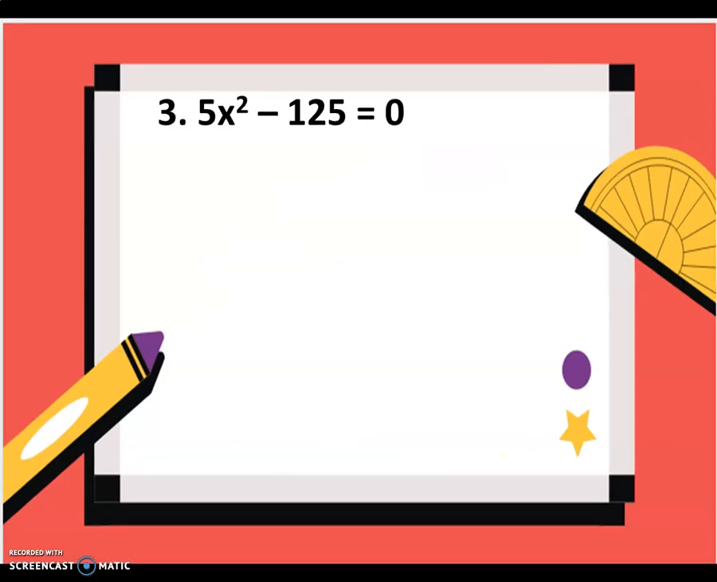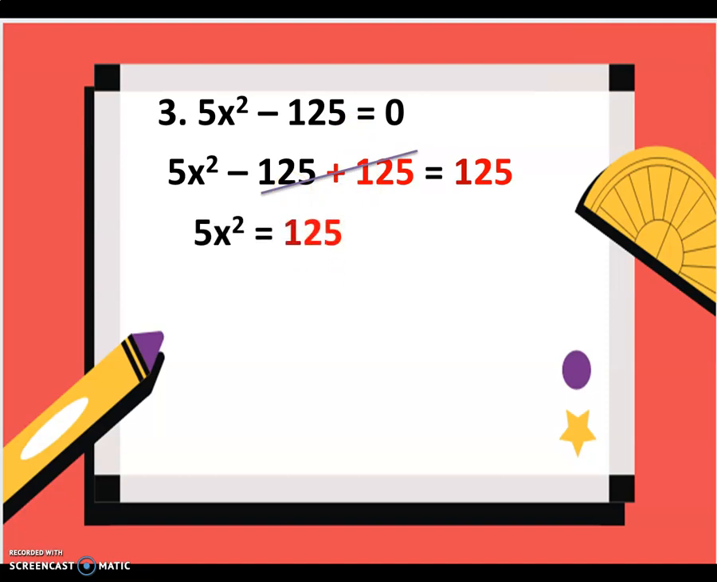Next example, 5x squared minus 125 equals 0. So, we're going to apply the addition property of equality. Why addition property? Kasi po, negative 125 ito. So, ang opposite niya is positive. Add natin left and right. Ayan. Para ma-extract natin, we have 5x squared is equal to 125.